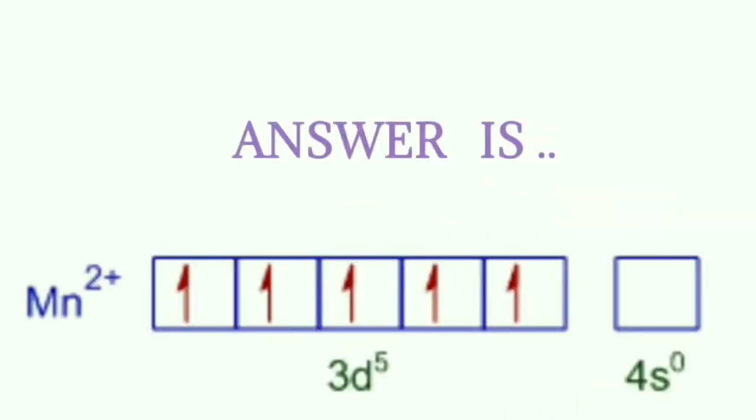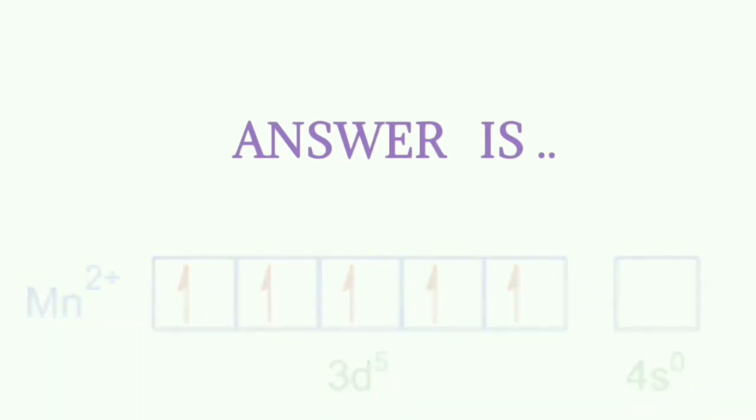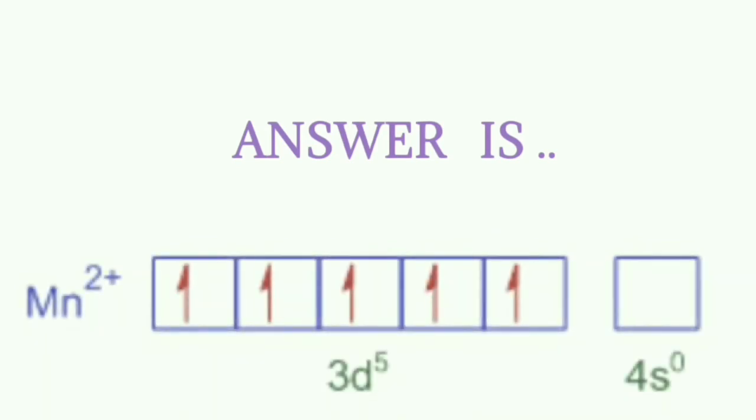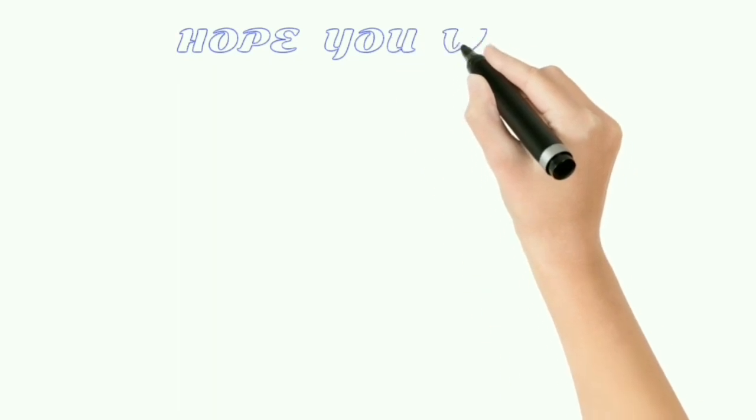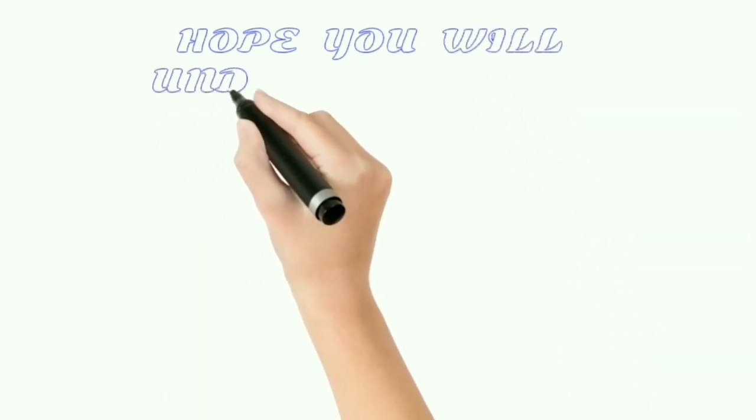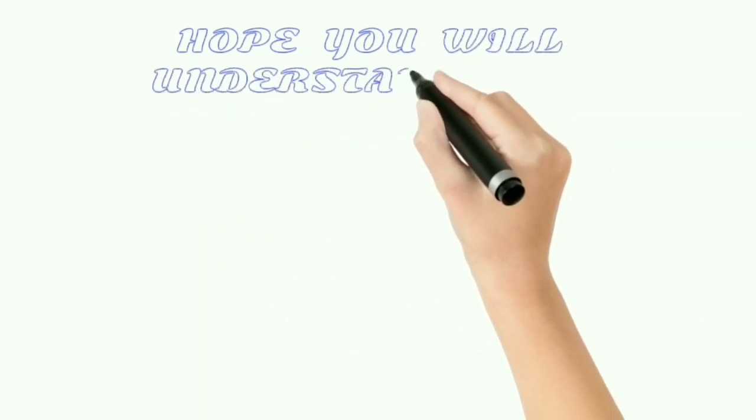Now, I told you I'll give the answer at the end of this video: Mn2+ is 3d5, the maximum number of unpaired electrons. It has 5 unpaired electrons. So it's a half-filled and stable configuration. Mn2+ is more stable than Mn. Clear? I hope you understand this video about the metallic nature.